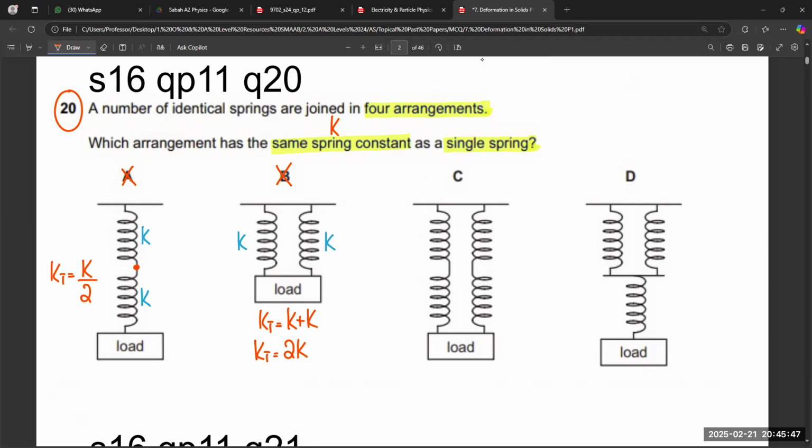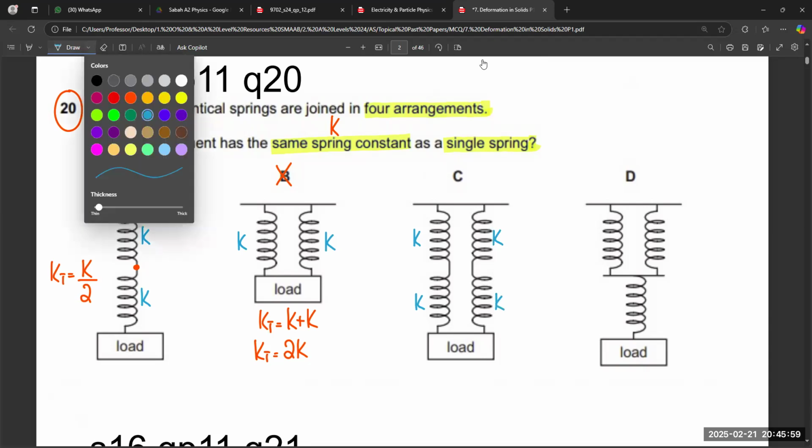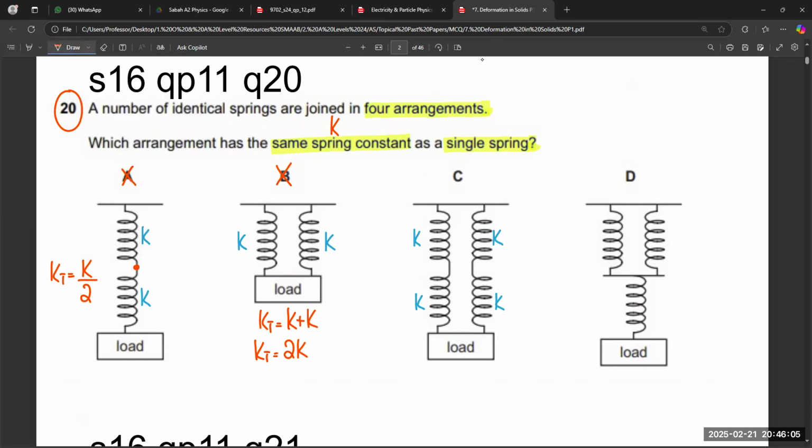The third option. In the third option, again we have the same values, let's suppose K. And now we have two series combinations connected in parallel with each other. So from the left hand side, we got the value K by 2, just like we observed in option A, and the same result on the other side, K by 2. So K by 2 plus K by 2 is equal to a single value of K.